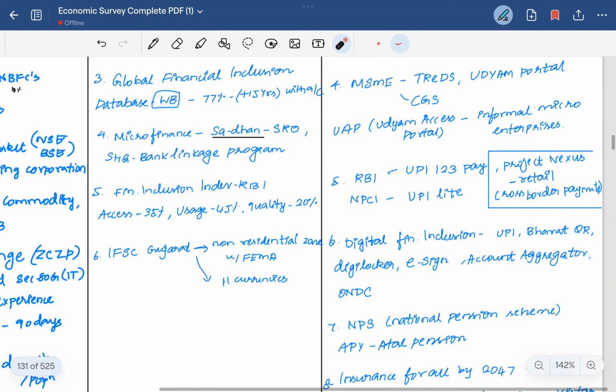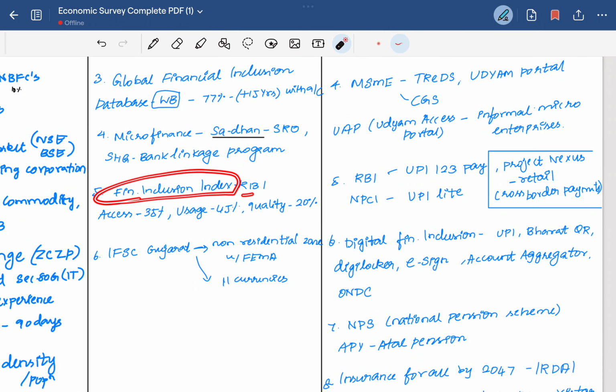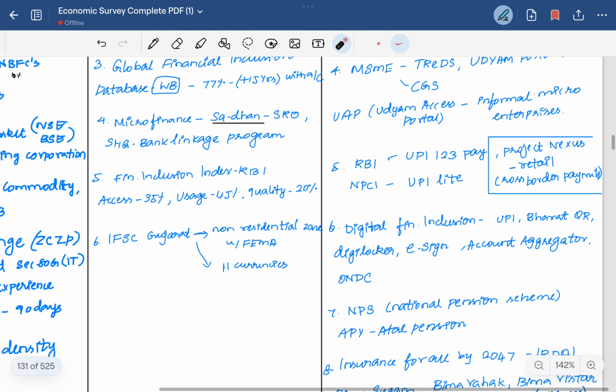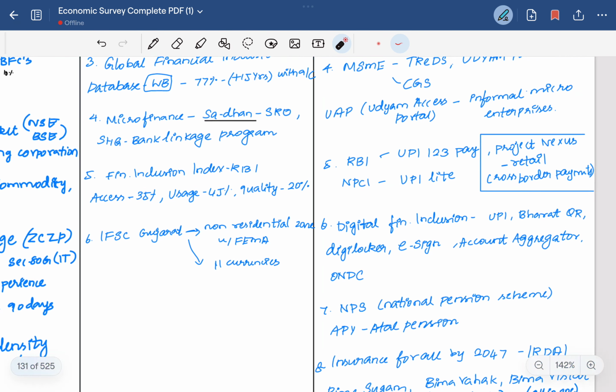Then the Financial Inclusion Index, it's an important report released by the RBI. It includes 3 categories: access, usage, and quality. Of course, usage has the highest weightage of 45%, access is 35%, and quality is 25%. It's an important report which significantly tells how much financial inclusion is done in the economy.